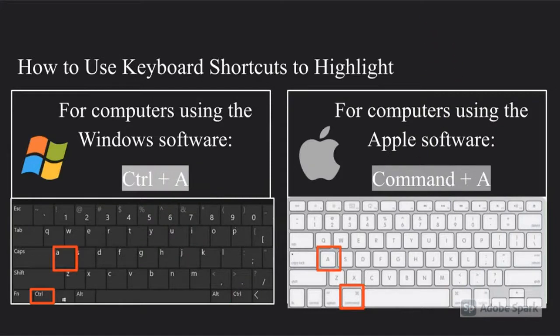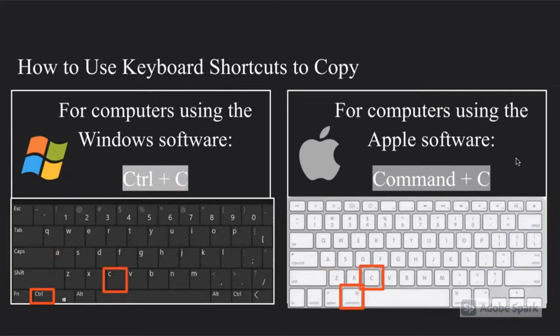For example, if you want to highlight information on a document or on a web page, hold Control plus click on A to highlight everything on that page, or hold Command and click on A to highlight everything using an Apple keyboard.